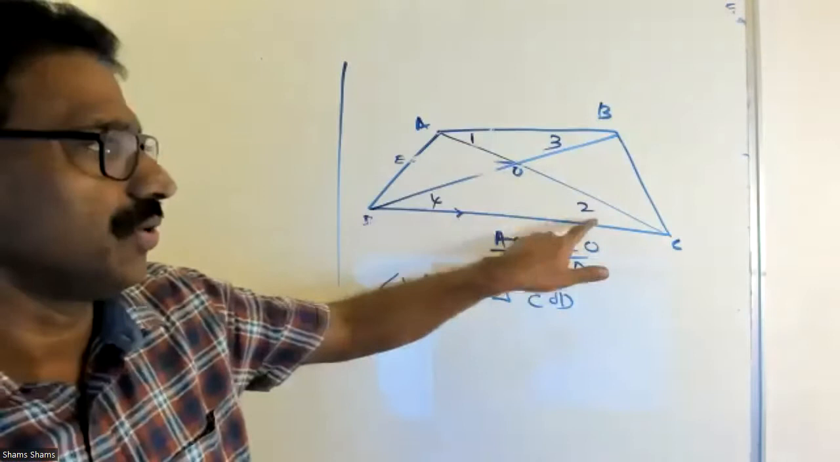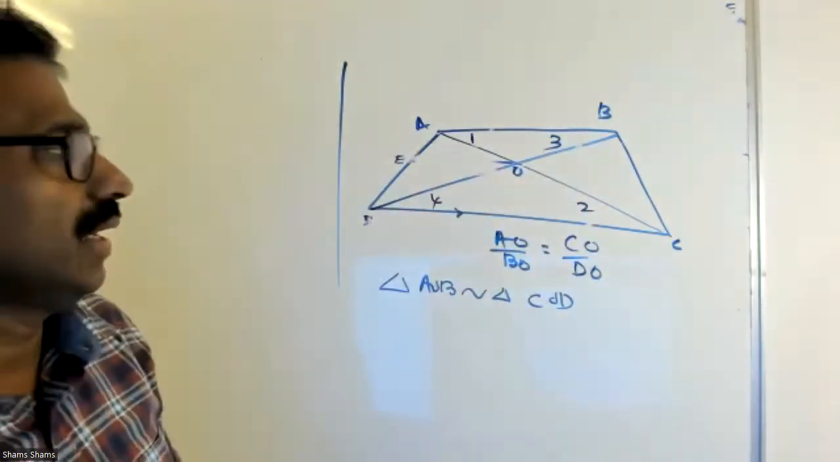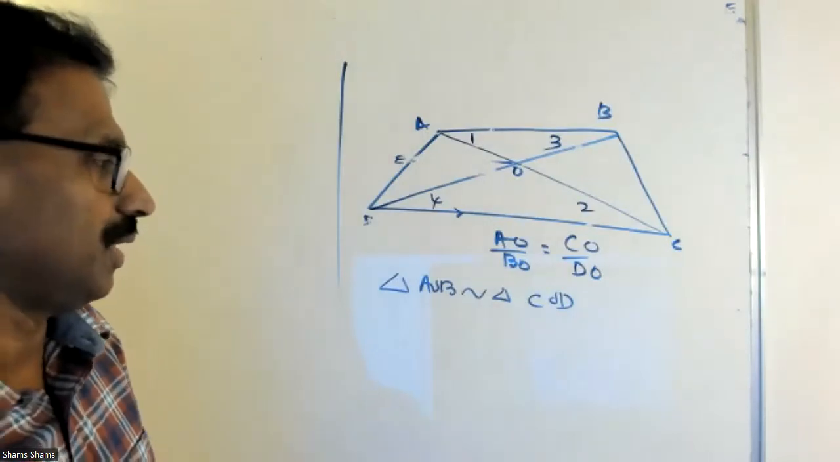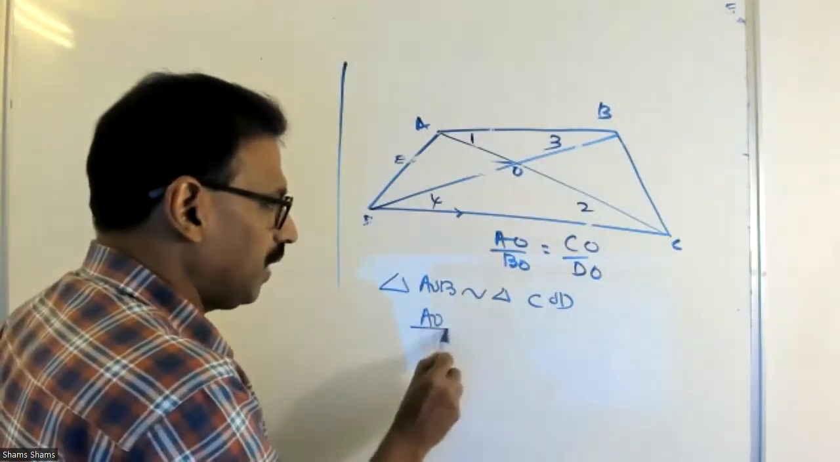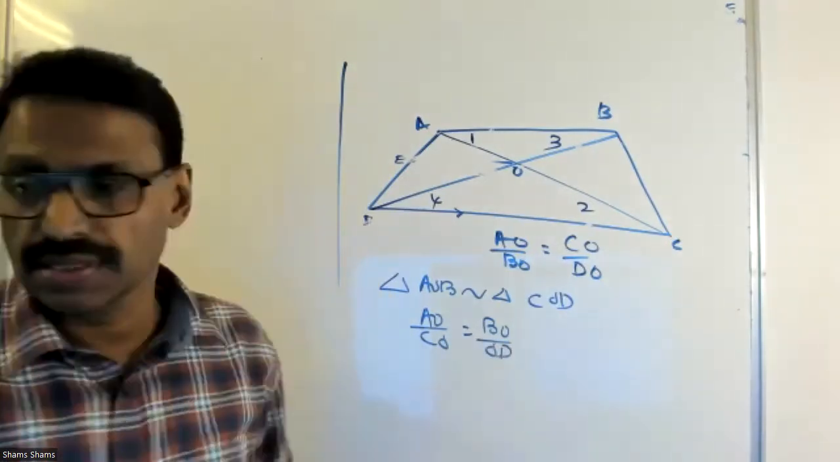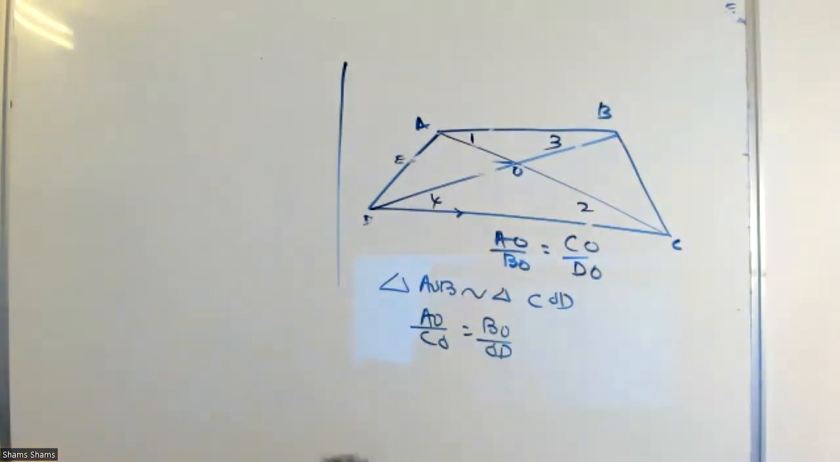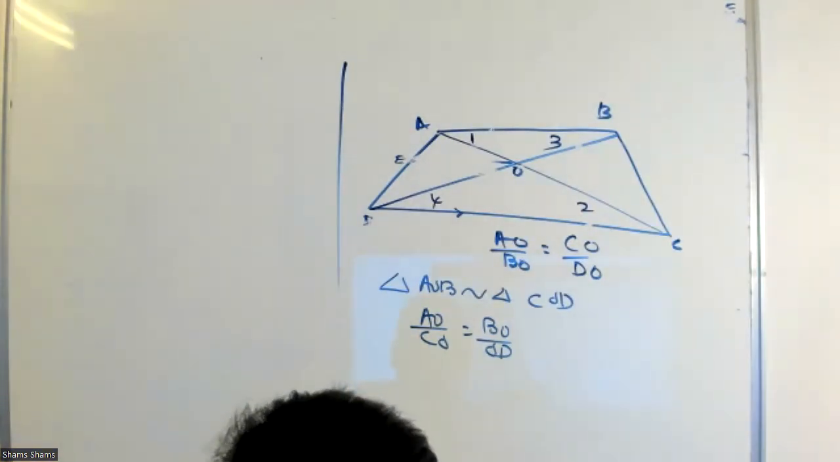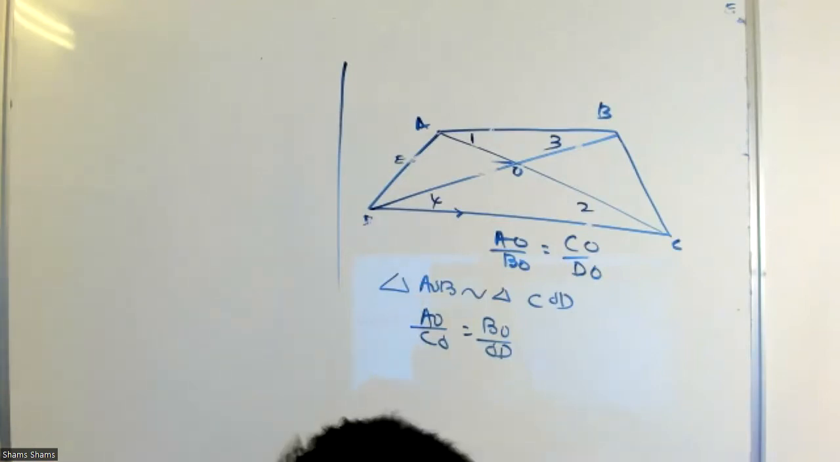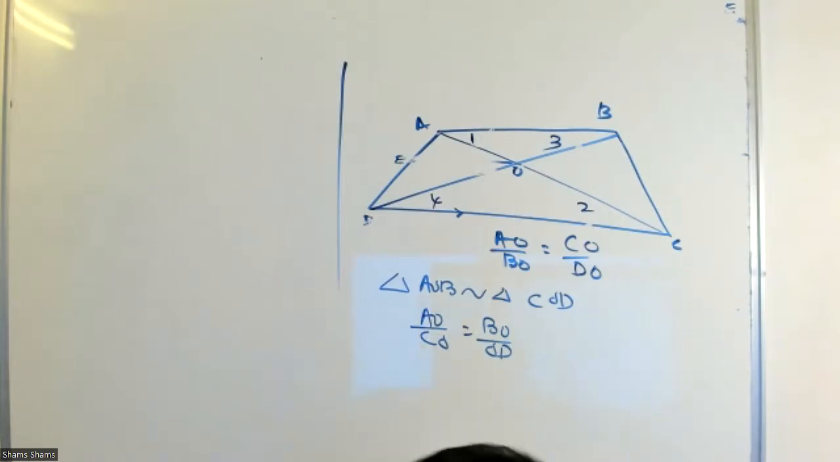Look, 1 equal to 2, alternate angles. 3 equal to 4, alternate angles. Therefore, triangle AOB similar to COD. So AO divided by CO equal to BO divided by OD. Finish. Single line, two lines, we get the answer. Okay? That depends on the question. Okay. Next.